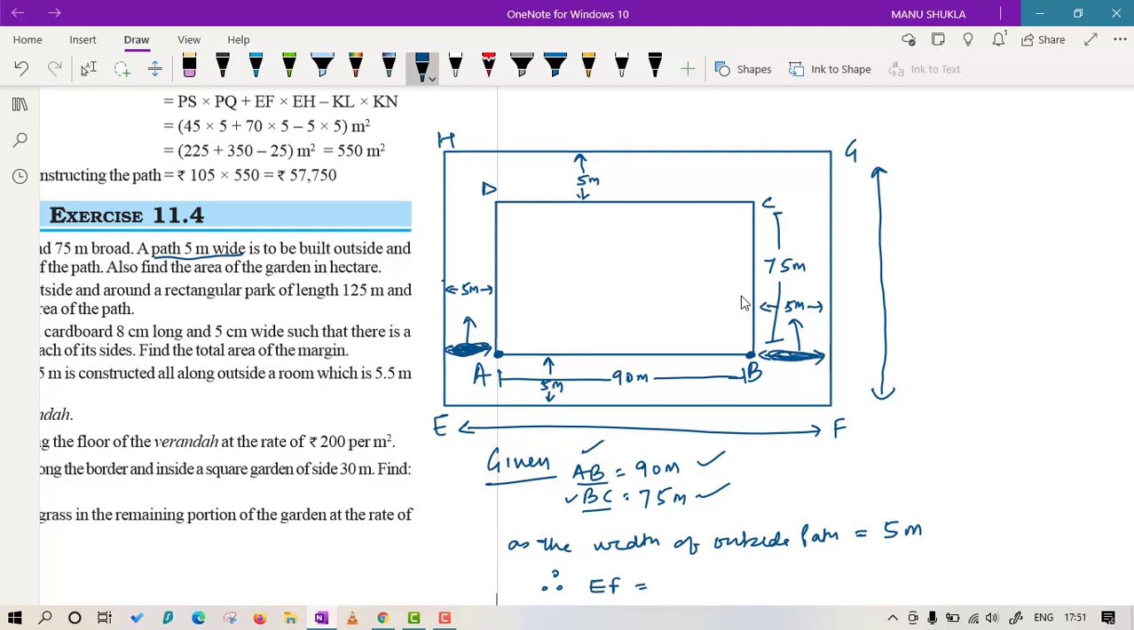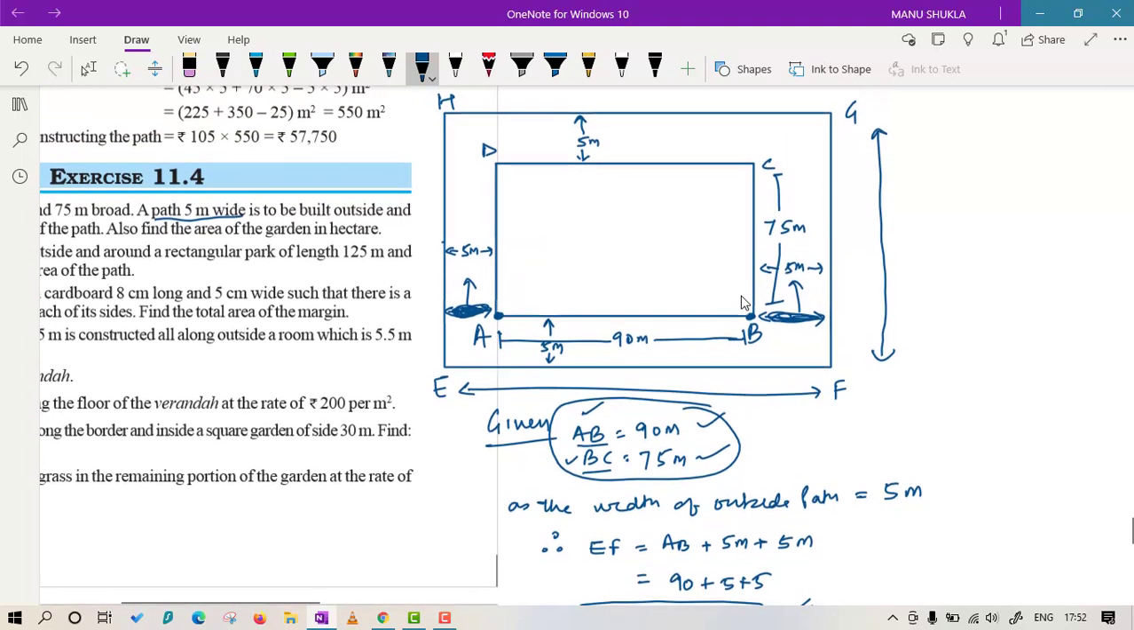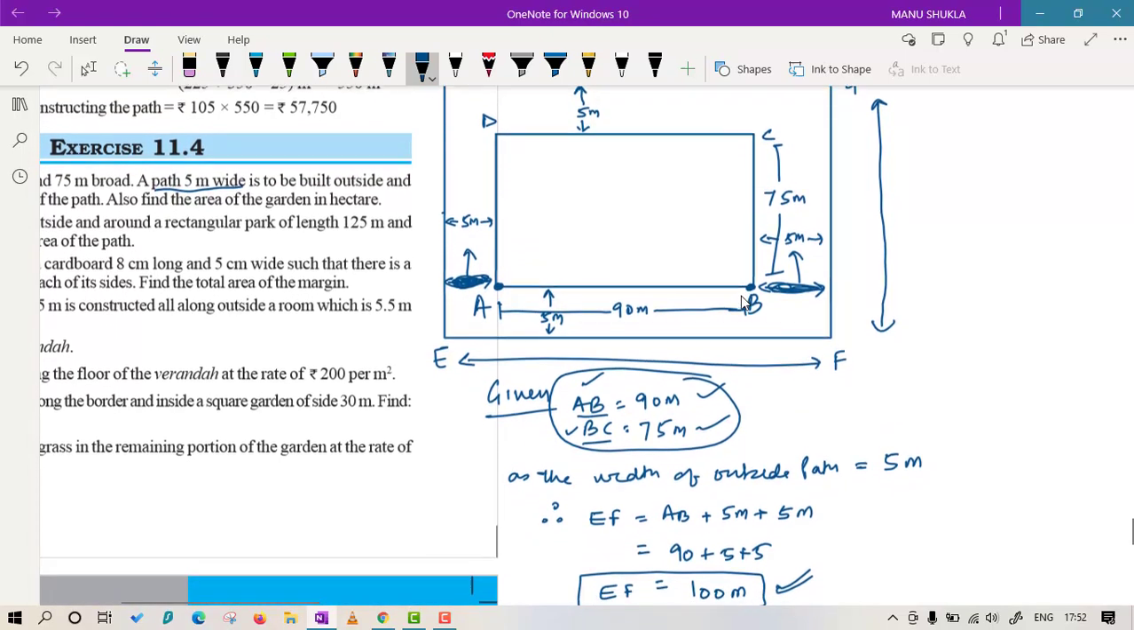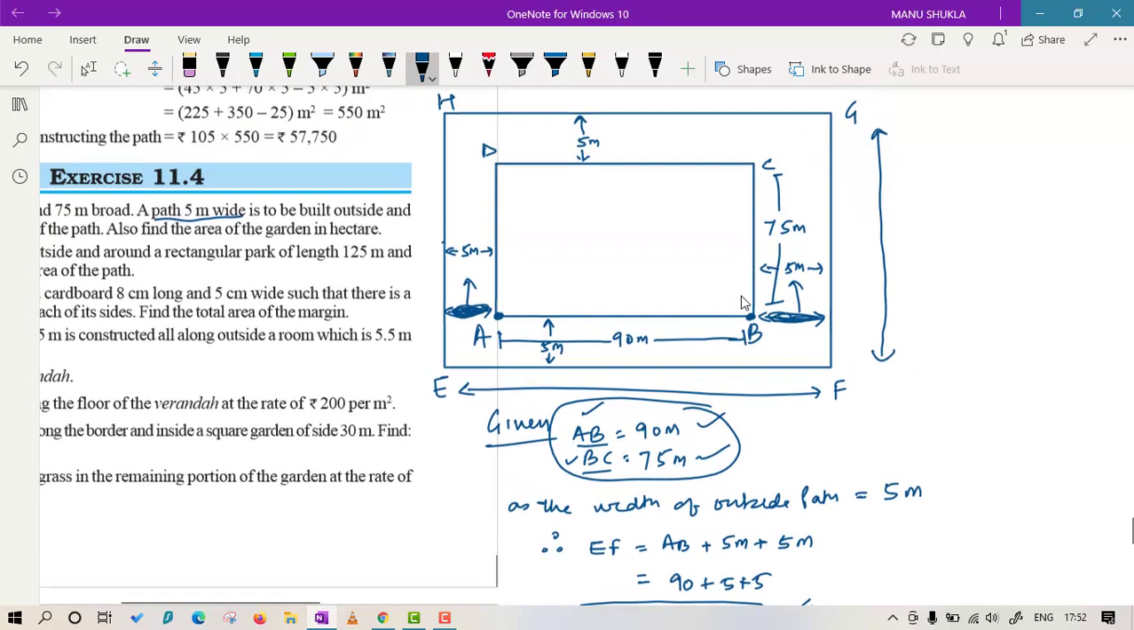So we can say this EF is actually AB plus 5 meters on the left side and plus 5 meters on the right side, and we are done. Put the value. AB is 90 plus 5 plus 5, that is 100 meters. This is our first observation. This was directly given to us and this was indirectly given to us, but we needed to find it. Now similarly, we'll try to find the breadth of the outside rectangle, that is FG.